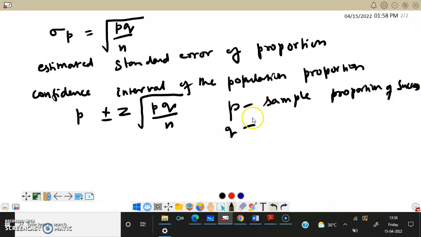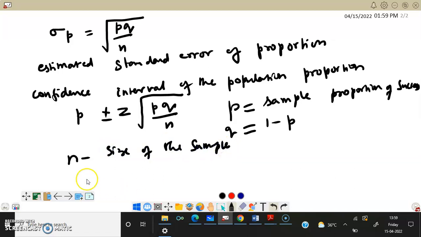What is Q? Naturally it will be 1 minus P. P is the sample proportion of successes, and Q is 1 minus P. Using this we can find the confidence interval. N in this formula is the size of the sample. What is Z? Z is the standard variate for the given confidence level.